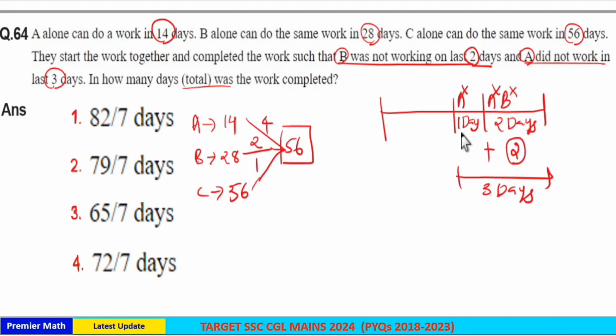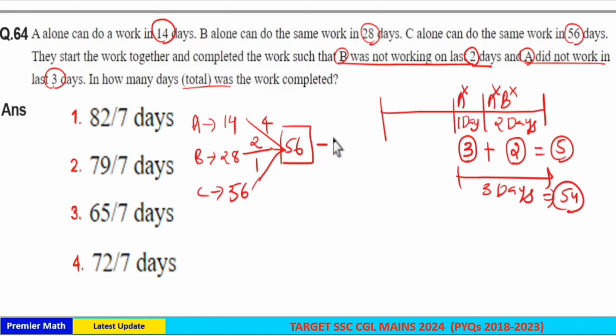And on the third last day, B and C worked. So B and C can complete 2 plus 1, 3 units in 1 day. So on the last third day, B and C completed 3 units. So a total of 5 units were completed in 3 days. So 56 units is the total work.